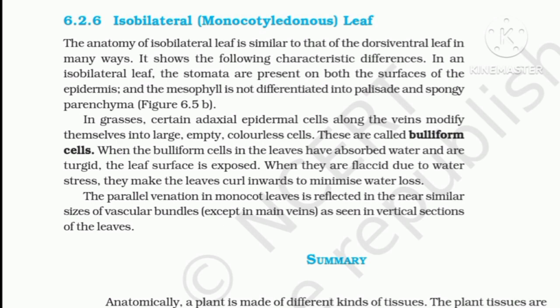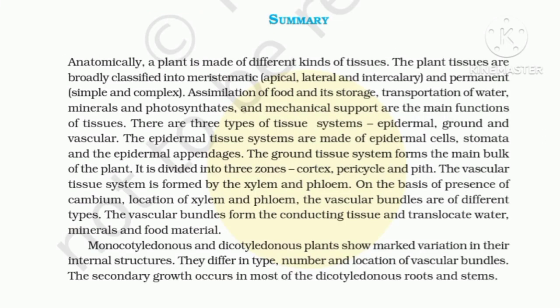The parallel venation in monocot leaves is reflected in the near similar size of the vascular bundles, except in main veins, as seen in vertical sections of the leaf. Summary. Anatomically, a plant is made up of different kinds of tissues. The plant tissues are broadly classified into meristematic, apical, lateral, and intercalary, and permanent, simple, and complex. Assimilation of food and its storage, transportation of water and minerals, photosynthesis, and mechanical support are main functions of tissues.